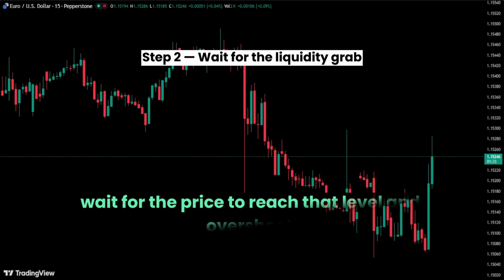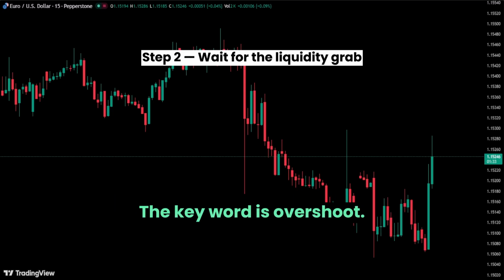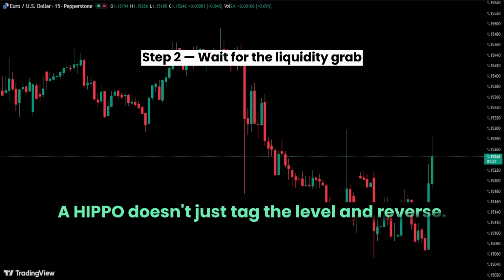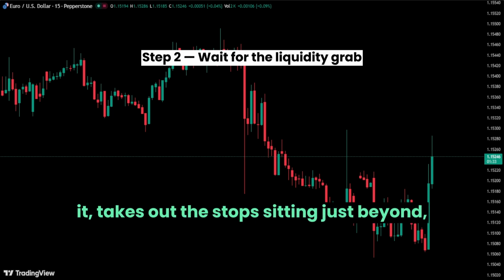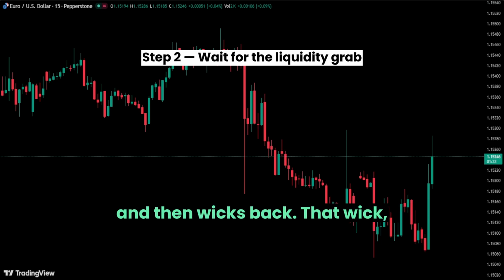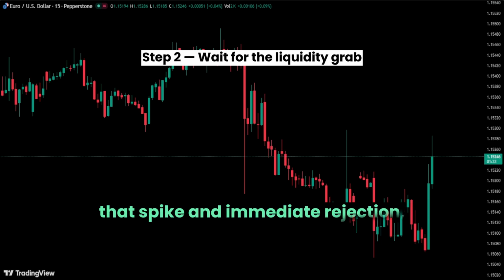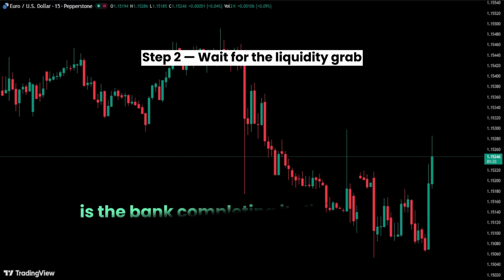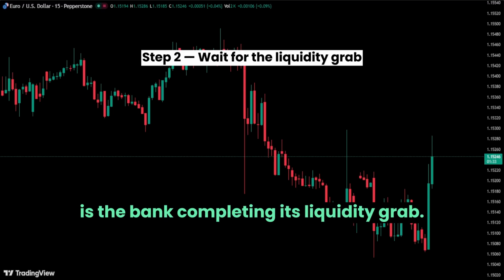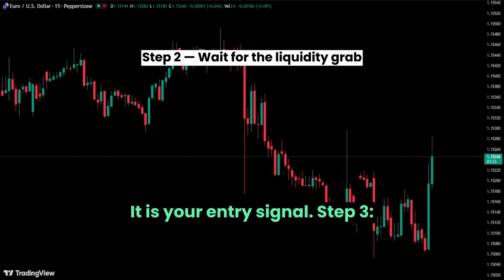Step 2: Wait for the price to reach that level and overshoot. The keyword is overshoot. A HIPPO doesn't just tag the level and reverse, it spikes through it, takes out the stops sitting just beyond, and then wicks back. That wick, that spike, and immediate rejection is the bank completing its liquidity grab. It is your entry signal.